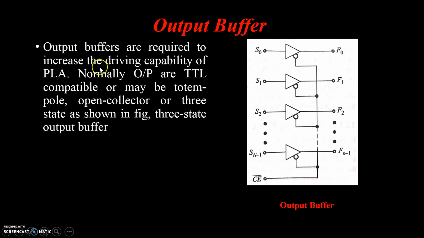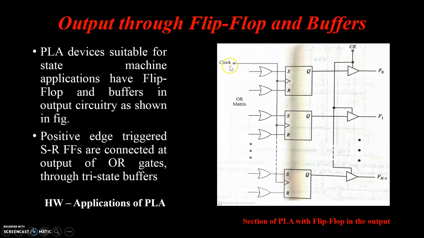Output buffers are required to increase the driving capability of a PLA. Normally, outputs are TTL compatible or may be totem pole, open collector or 3-state, as shown in the figure. This is the figure of the output buffer. Output through flip-flops and buffers. PLA devices suitable for state machine applications have flip-flops and buffers in the output circuitry, as shown in the figure. The positive edge triggered SR flip-flops are connected at the output of the OR gate through tri-state buffers.